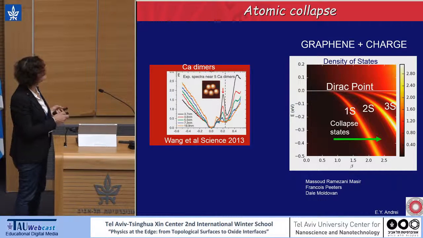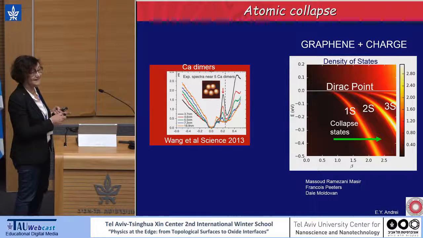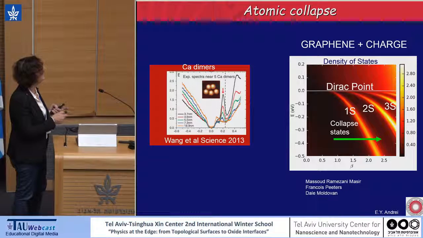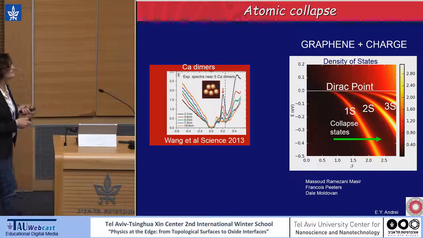In 2013, a group at Berkeley reported having observed the collapse state. What they did, they took calcium dimers, and when they piled up these dimers, 5 of them, they saw a peak appearing here, and this was somewhere in this phase diagram, somewhere up here, the beginning of the 1s collapse.